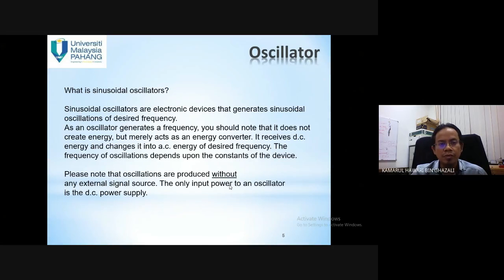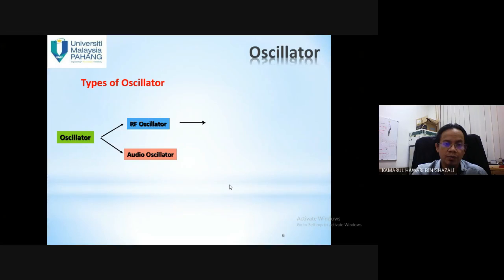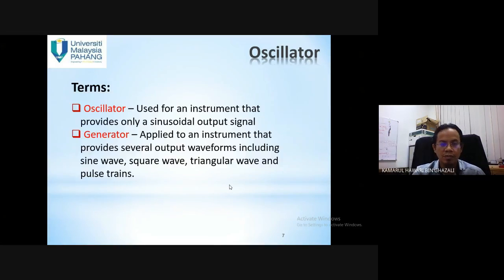Sinusoidal oscillator. Sinusoidal oscillators are electronic devices that generate sine waves of desired frequency. Please note that oscillations are produced without any external signal source. The only input power to an oscillator is the DC power supply. So these are the types of oscillator, radio RF and also audio. RF: Hartley oscillator. Audio: Wien bridge and phase shift oscillator.